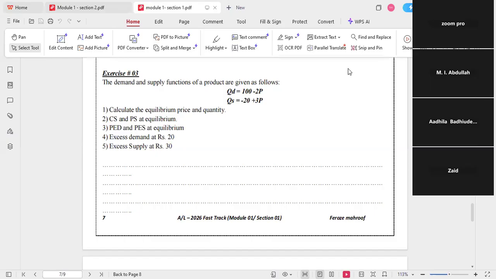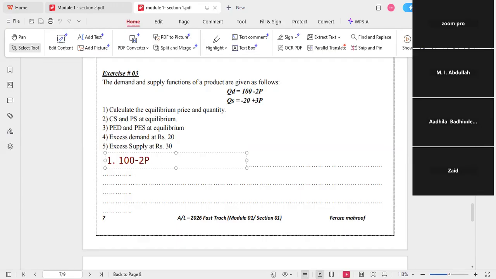Right? QD is 100 minus 2P, QS is minus 20 plus 3P, right? Calculate the equilibrium price and quantity. So everybody can follow equilibrium price and quantity. This is a basic calculation. Still, if you have any problem in this area, you can catch up from this, right?